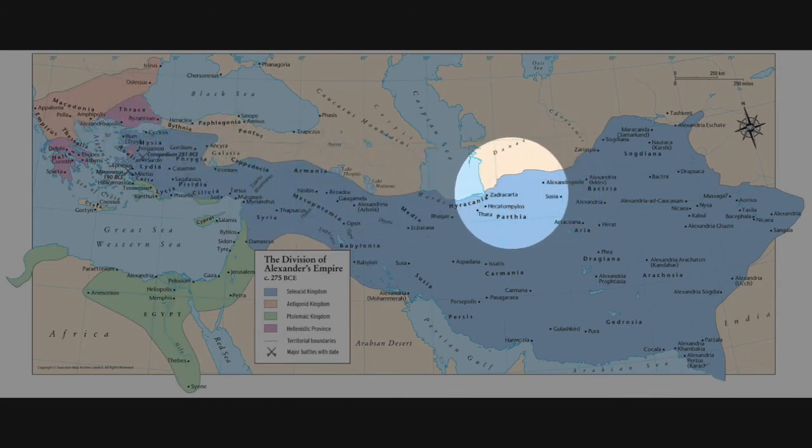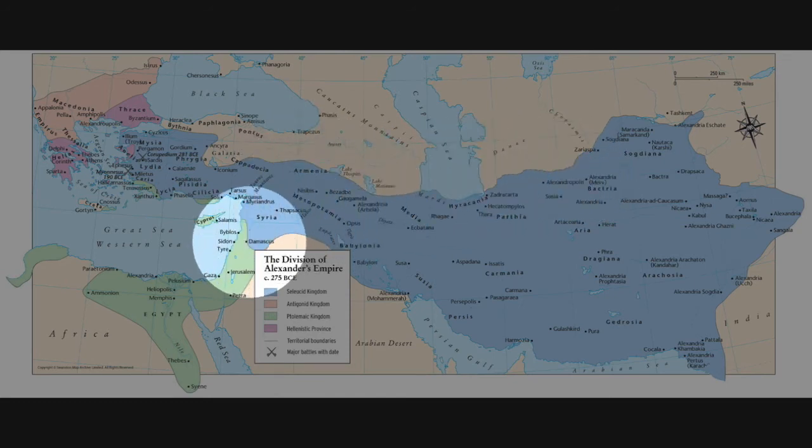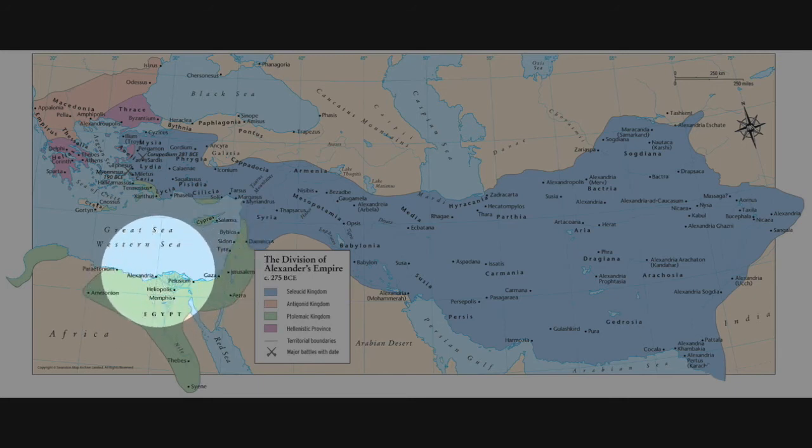That's the Seleucid Kingdom, and it is centered in Asia. Then down here in Egypt and in Palestine, in this green area, we have the Ptolemaic Kingdom. That's the other kingdom that's going to be important for our purposes this evening.